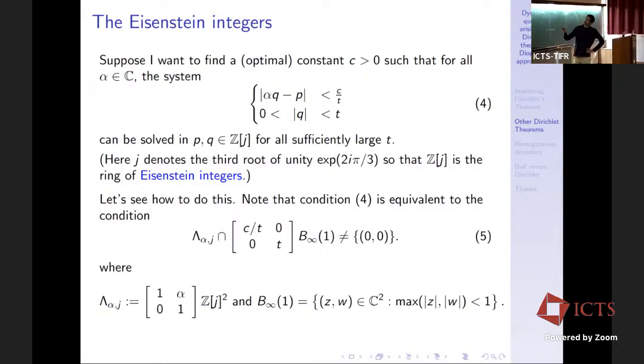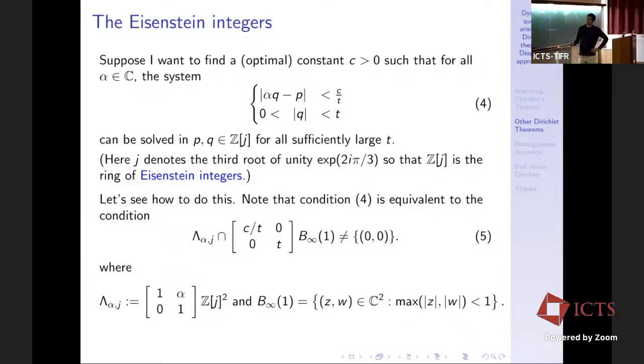So the key point is that the solvability of this system is actually equivalent to some set theoretic intersection being non-trivial. The notation I want to use is this lambda alpha j. Lambda alpha j is this matrix applied to this discrete subset of C2.